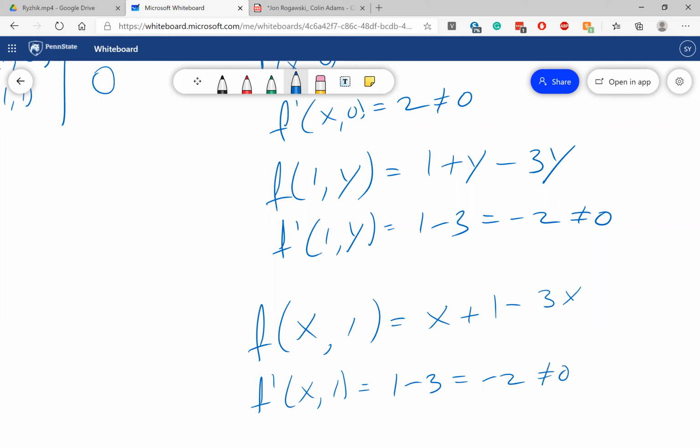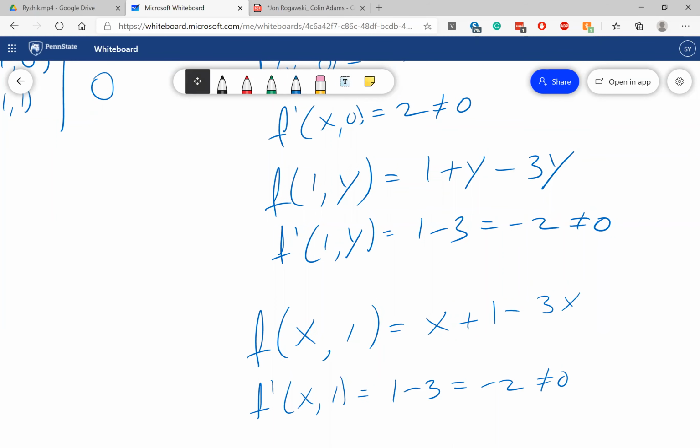Didn't you drop a 2 on your first x? Isn't it supposed to be 2x? Yeah, maybe I'm not putting things in. Yeah, 2. Thank you.